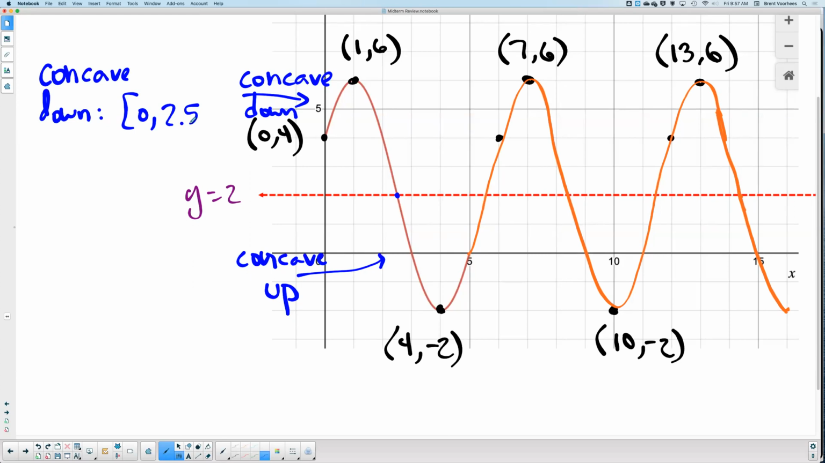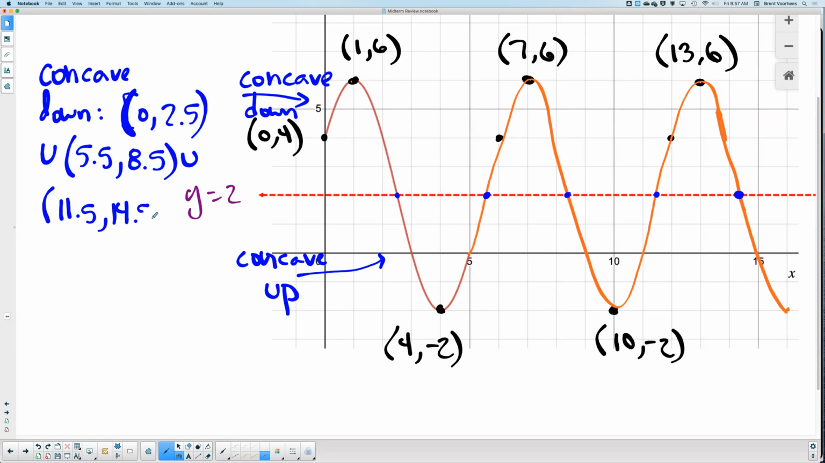Is that the only places? By the way, I should have done parentheses. It's not domain, it's not range. So do a union. Where do we go concave down again? From 5.5 until about 8.5. Union, got another one. 11.5 to, and it should make sense because half a period is 3 units. So 11.5 until 14.5. Makes sense? That's concave down.